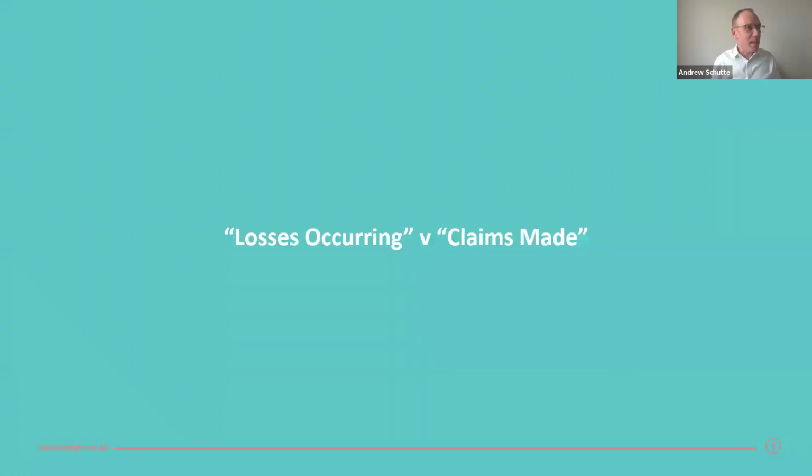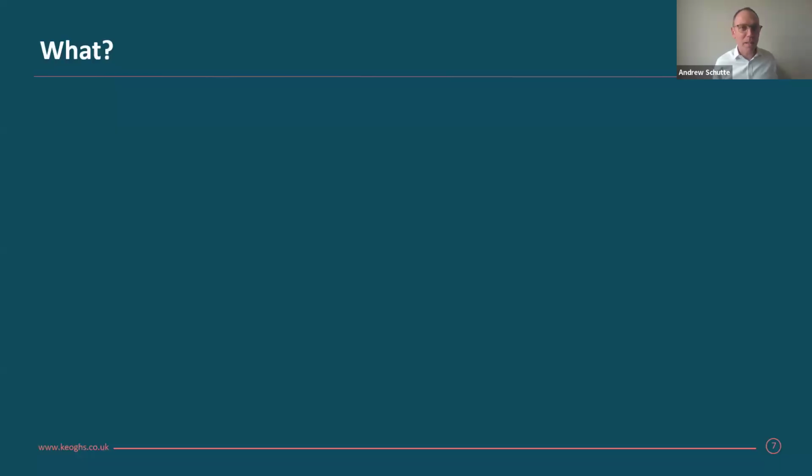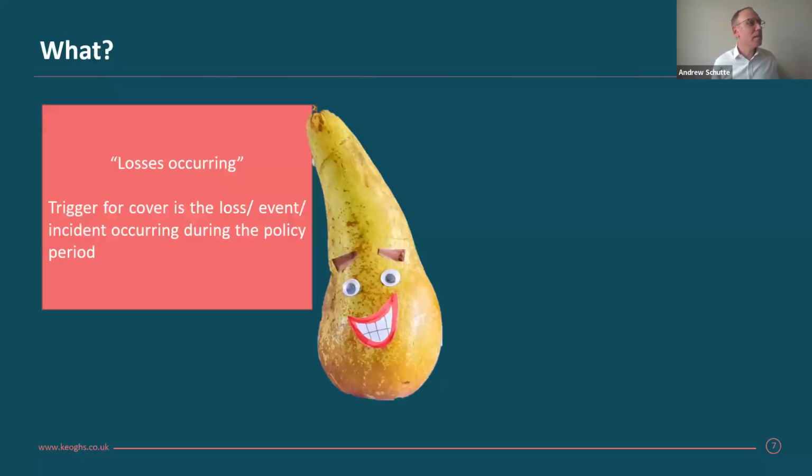Anyway, let's get going. So, losses occurring and claims made. So what are we talking about here? Do you see what I mean? Silly is the word I would use. Anyway, so we're going to talk about losses occurring, where the trigger for cover is the loss or the event or the incident that occurs during the policy period. And that is one type of cover that you get in the market.